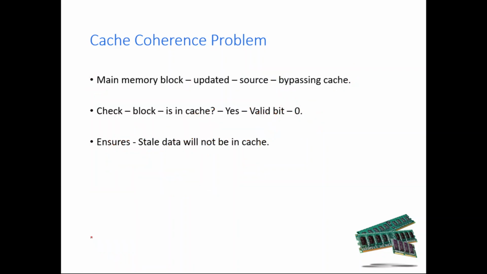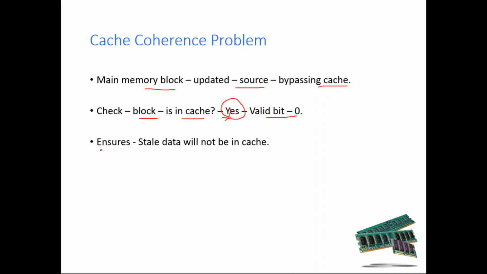So the point is, there are some sources or programs which can update the main memory bypassing the cache. In such cases, the memory control circuit should check whether that particular block is in the cache memory or not. If it is available in the cache memory, then the respective valid bit of that particular block should be set to 0. Why are we doing this?